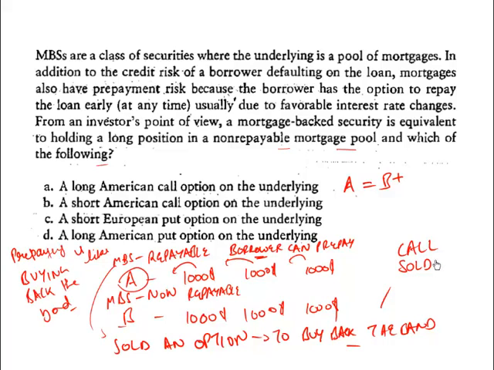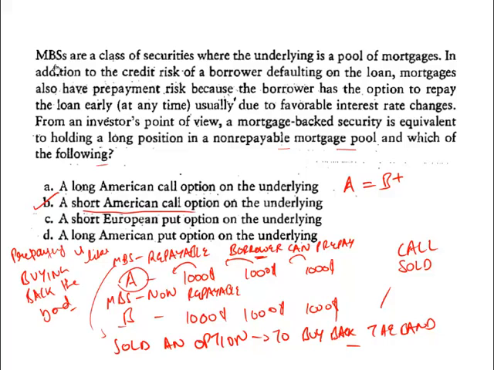He can repay in any month he likes. It's not the first month or the second month that he has to repay. So because he can repay any time he likes, he can exercise his option whenever he likes and buy back the bond from you. So it's a short American call option on the underlying.